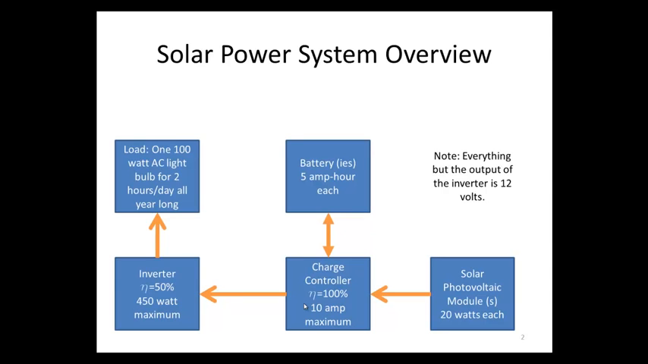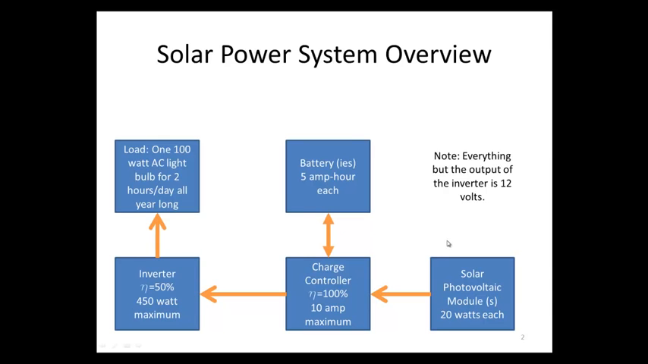We're also going to include some batteries in our system. Right now we don't know how many. We rate batteries in amp hours. Again, 1 amp hour is providing 1 amp for 1 hour. We're going to say each battery can hold 5 amp hours, so we'll have to figure out how many we need. Then we also have our solar photovoltaic modules, which take sunlight from the sun and make electricity. We're going to say they're 20 watts each. Again, we're going to have to figure out how many of those we want.